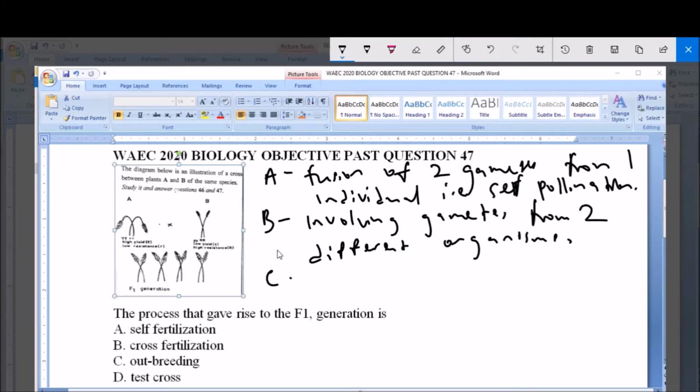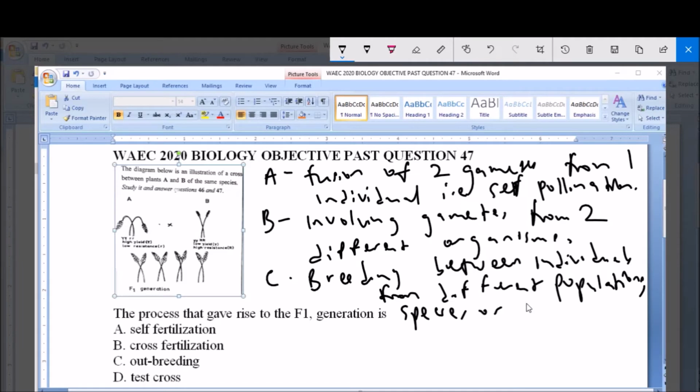Option C, which is outbreeding, refers to breeding between individuals from different populations, species, or subspecies.